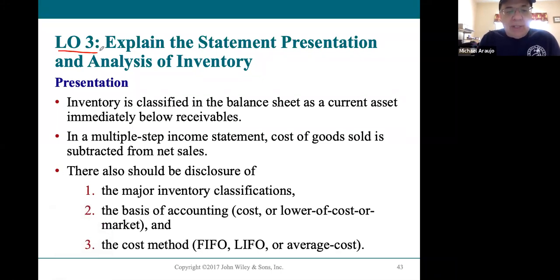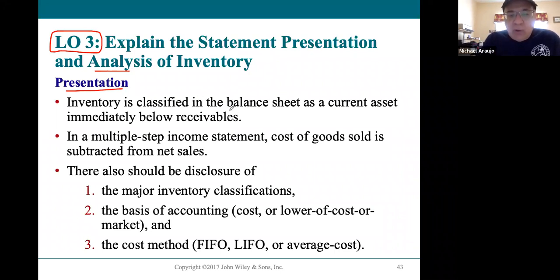So this is chapter 6, learning objective 3. It talks first about the presentation of inventory, which is a balance sheet item. And we're going to be talking about the analysis. There are actually two financial analysis ratios that we use to look at inventory, so we're going to be looking at those as well.